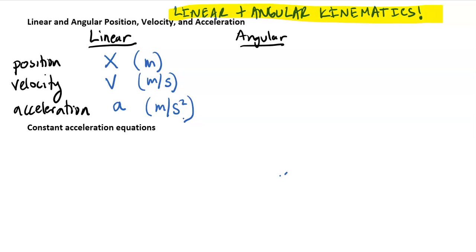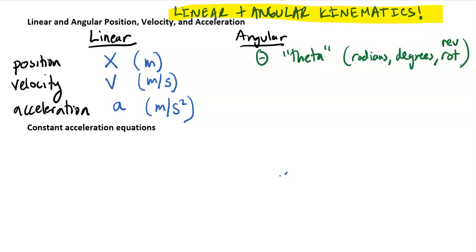Okay, so now let's go ahead and go to angular. For angular position, we just talked about, that was going to be theta, and that is what we'll oftentimes measure in radians, or it could be degrees, or rotations, or revolutions. Any of those things would be totally okay. Angular velocity, that is omega. And again, that's lowercase omega.